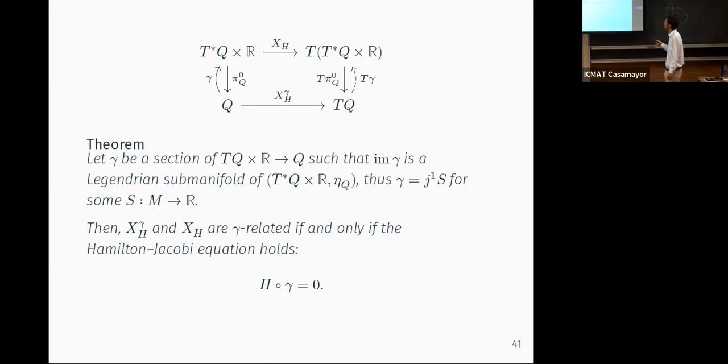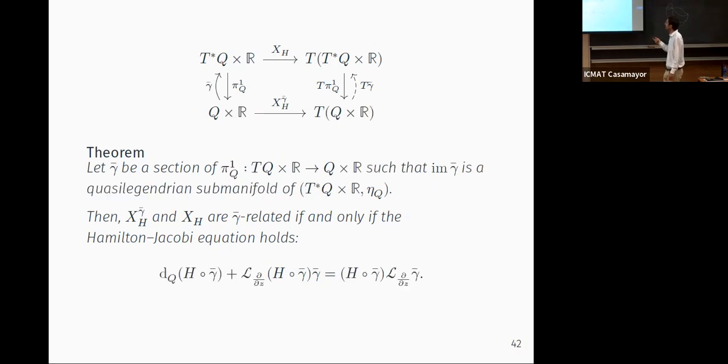Okay, this equation just tells you when this diagram commutes. If this diagram commutes, you can solve the dynamics here with a vector field projected to the configuration space and use the section gamma to reconstruct the dynamics on the full cotangent bundle times R. In this case, the equation is this. If this is satisfied for the section gamma, then you can do this. This diagram commutes.